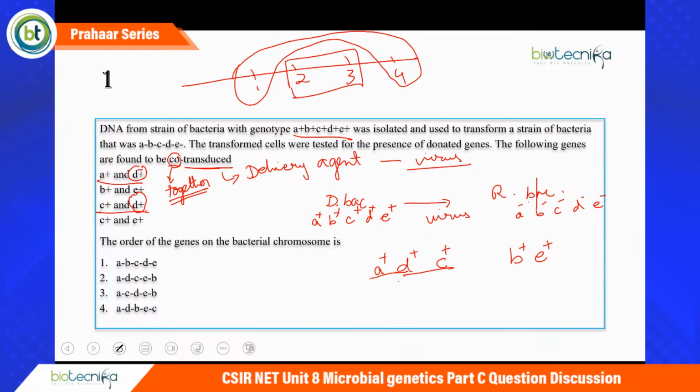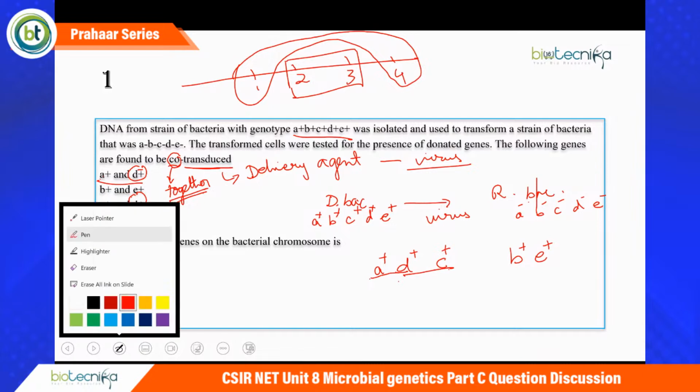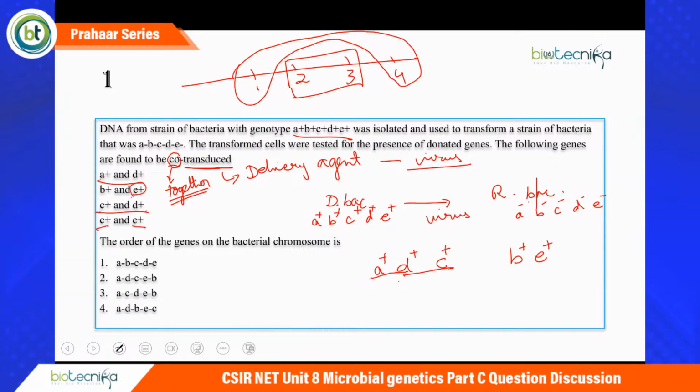Okay, now next one, what do we see? That C and E co-transduce. The same way that we saw for D, this time you see for E. So E is co-transducing with B as well as E is co-transducing with C. Okay, the direct meaning of this is that E is present between B and C, right? So E will not be here, E will be here. So that C and E can co-transduce and B and E can co-transduce. All right, so the order we will get is A, D, C, E, B. So answer number 2, option number 2.